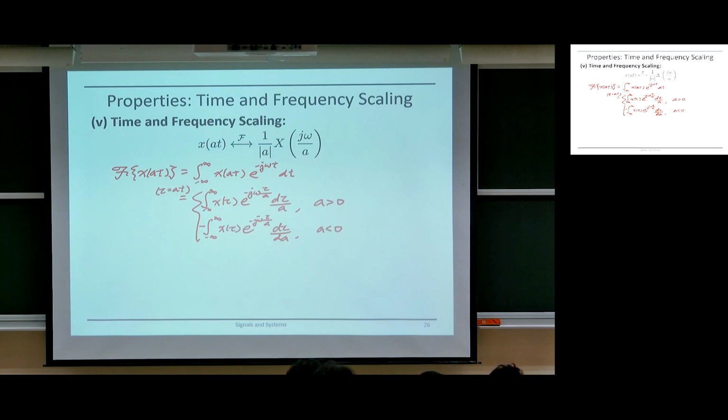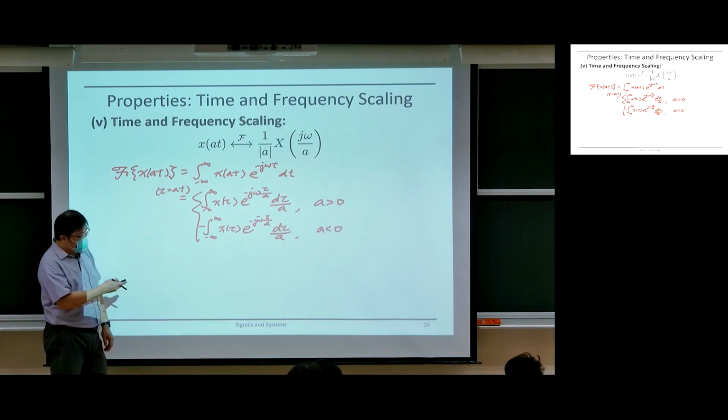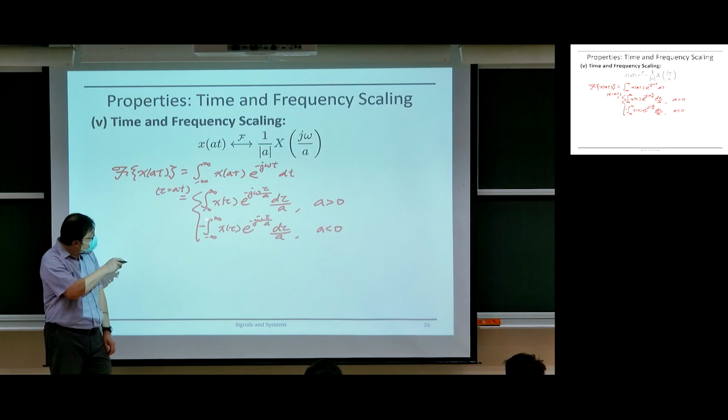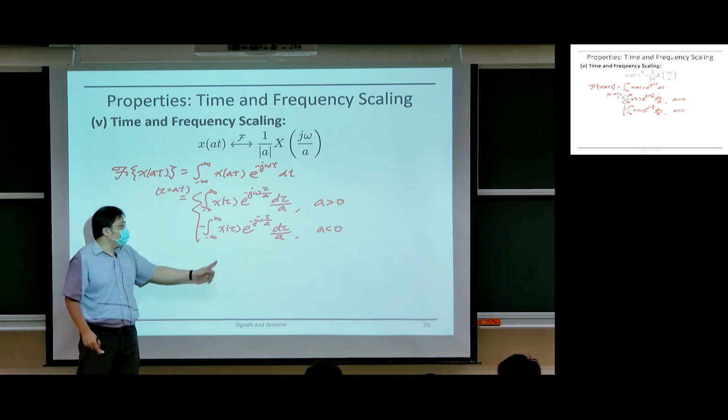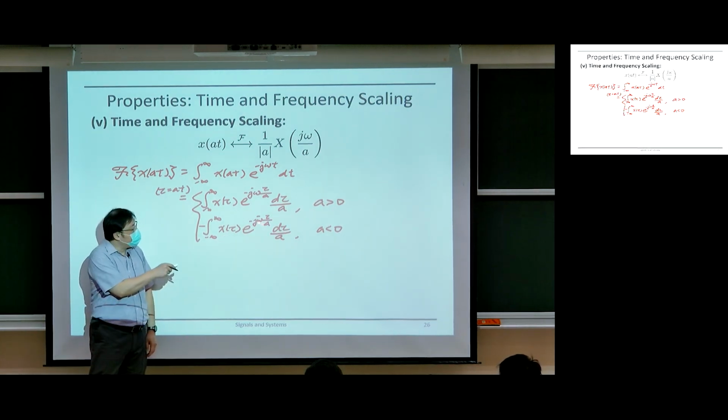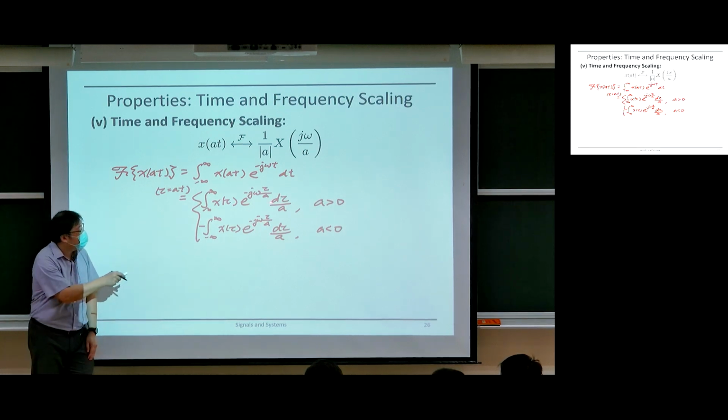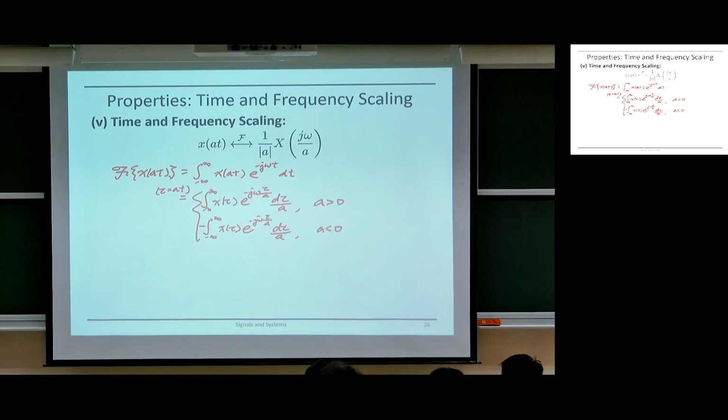Oh, I'm sorry. This is just the a on the bottom. So this integral here, not including the a, is just the Fourier transform of x at frequency omega divided by a. Similarly here. So this becomes 1 over the absolute value of a, the spectrum of x at omega over a.